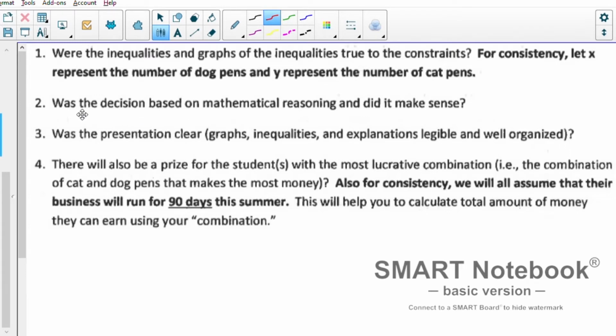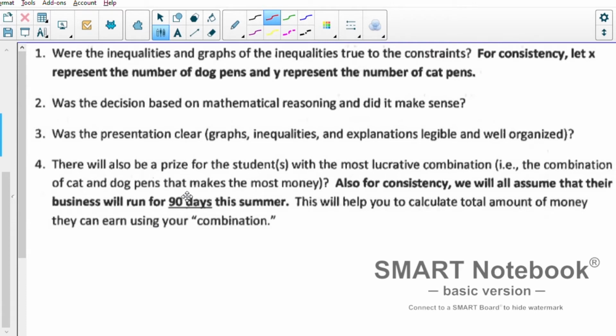Second, what was the decision based on mathematical reasoning? In other words, when you decide how many cat pens and dog runs you have, it's a valid solution. It makes sense in the context of the constraints. Was the presentation clear? In other words, are your graphs clear? Did you write down your inequalities and explanations in a way that I can actually read them? And as an added incentive, of course, I want you to make as much money as possible, and so I will give a prize to the student or group that earns the most money in the end.